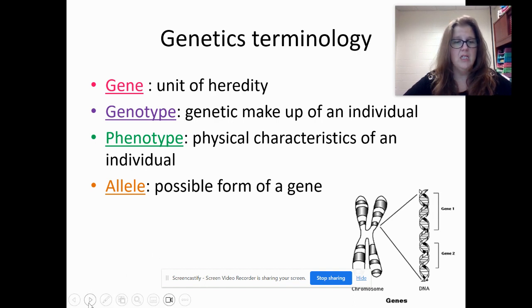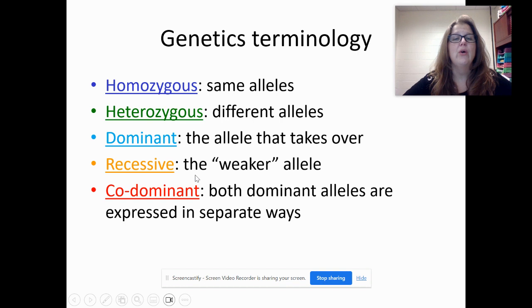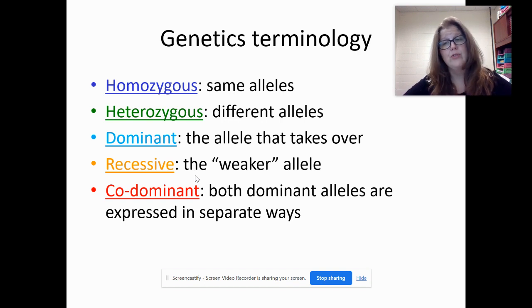So there we go. Homozygous has the same allele. Homozygous recessive means there are two recessive alleles. Homozygous dominant means there are two dominant alleles. And if we have two different alleles, a dominant and a recessive for the same gene, then we are heterozygous for that trait.